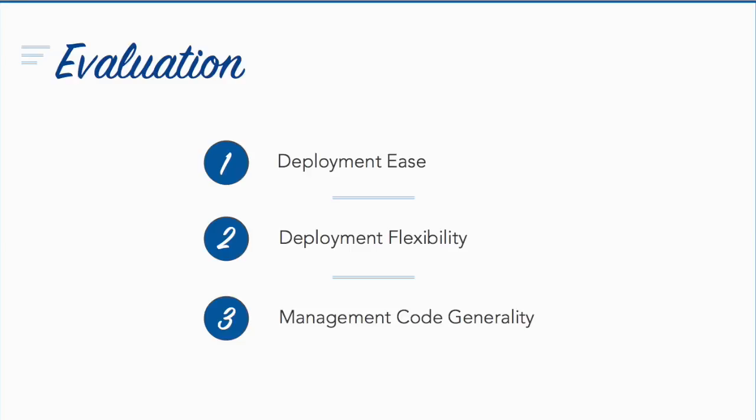The second is deployment flexibility. The programmer should be able to choose from alternative distribution management schemes and change deployment decisions without having to rewrite the entire application code. And the last is management code generality. So it should be possible to build generic distribution management components that can be used widely both within an application and across different applications.